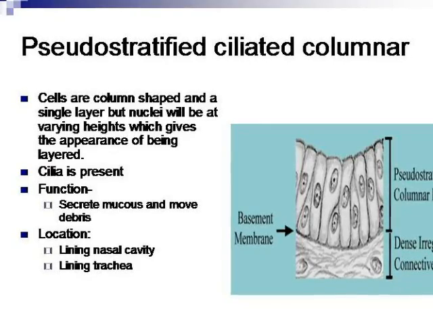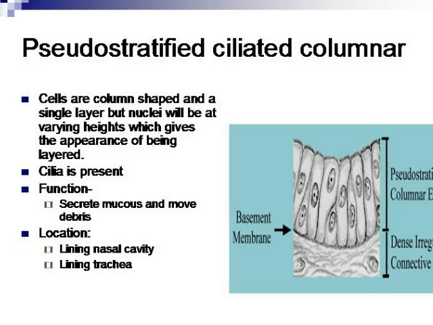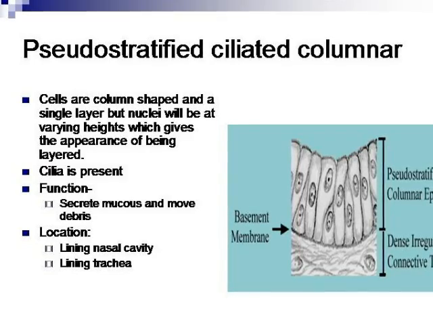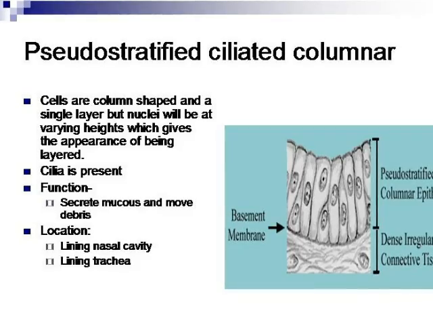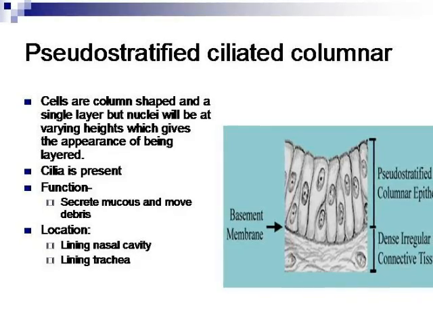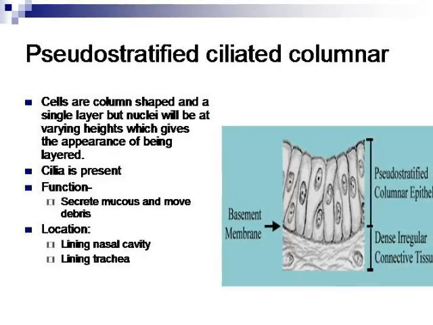These cells will be found lining our nasal cavity and lining our trachea. They secrete mucus to help move debris and protect our body from invading pathogens and send that debris back out of the body.